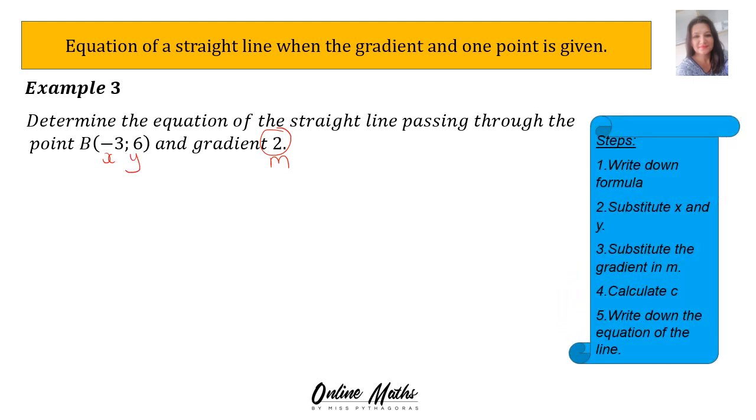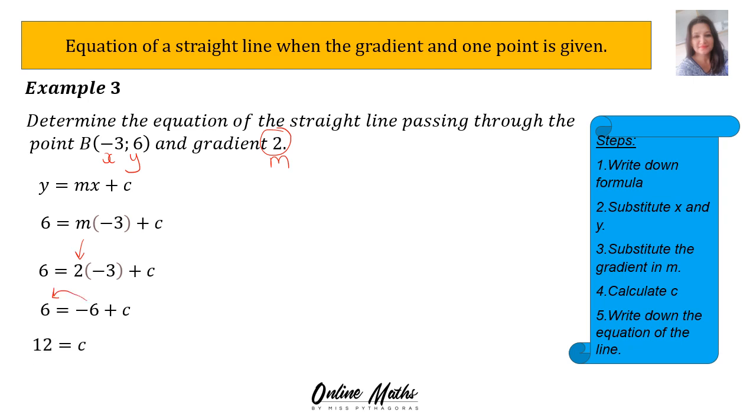Here's the steps. Let's write down the formula. y is mx plus c. Now we substitute in y's place 6, in x's place -3. In m's place, now we're going to substitute 2, the gradient, and 2 times -3 is -6. We'll let the -6 walk across, it finds the 6 and it adds, 12 is equal to c. Therefore your equation is y is 2x plus 12.